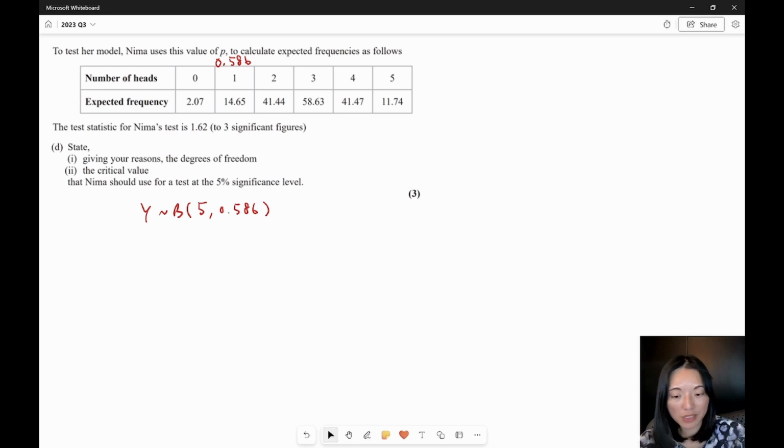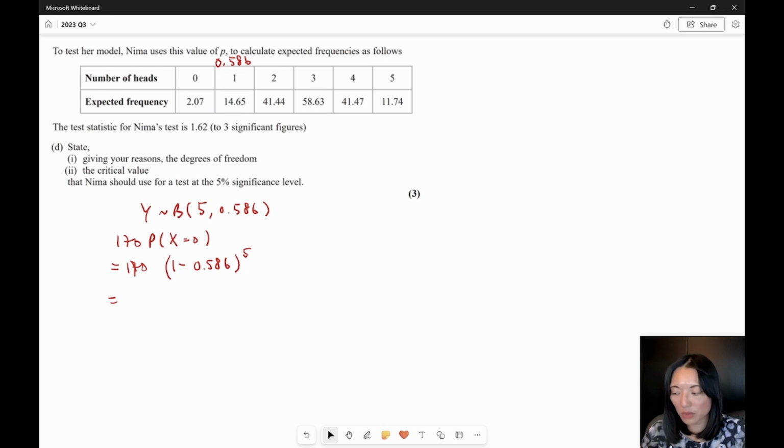So for the number of heads being 0, the probability of X equals 0 times 170 equals 170 times (1 minus 0.586) to the power 5. Let's work out this number to see whether we get 2.07. (1 minus 0.586) to the power of 5 times 170. Brilliant. So we get 2.07, which is what we get here. And we can actually check all the other expected frequencies to validate that we got the right value of p in our answer to part B.